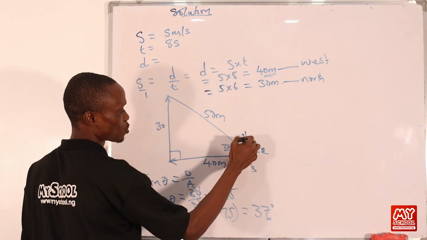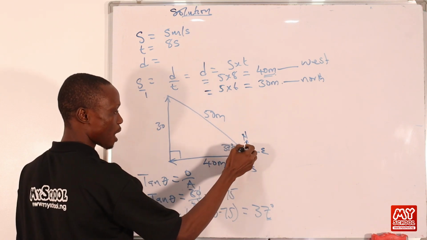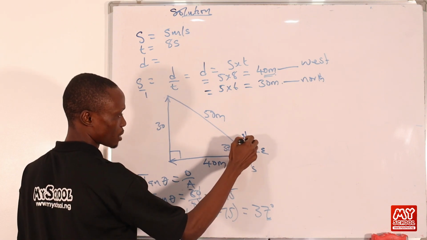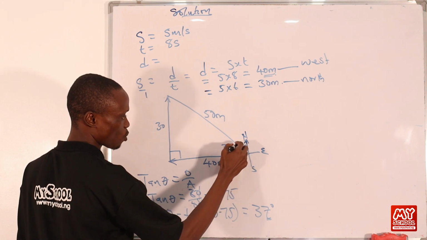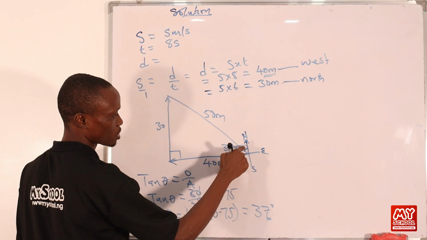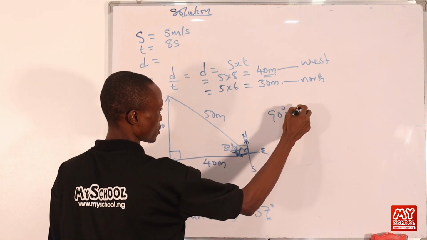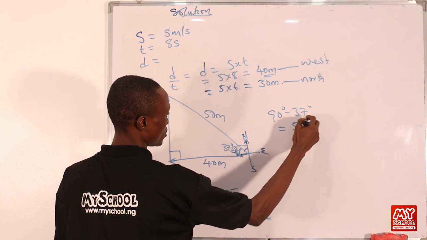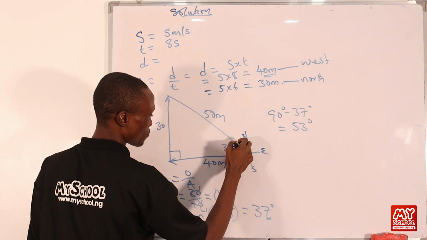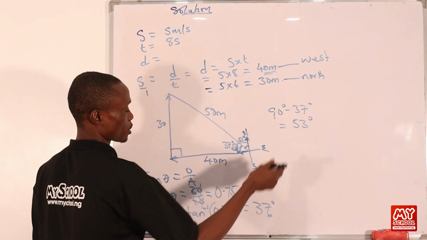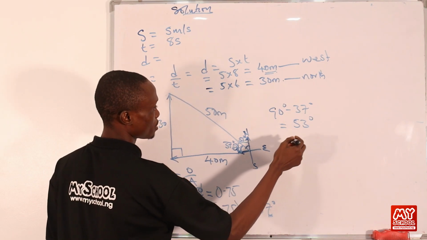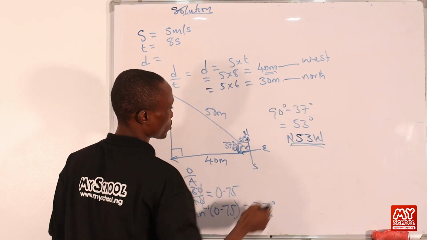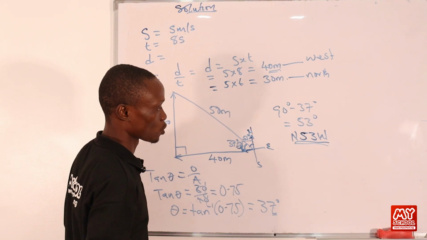But remember, this has to do with bearing. So this is actually the angle that we need, not here. But the essence of getting here is so that we can easily find the size of this place. Remember that the whole of here is equal to 90 degrees. So to get what is left, we say 90 degrees minus 37 degrees, and that will be equal to 53 degrees. So from here to here is 53 degrees. So we can say that the direction of the motorcyclist is 53 degrees northwest. Okay, so this is the direction of the motorcyclist from the road junction.